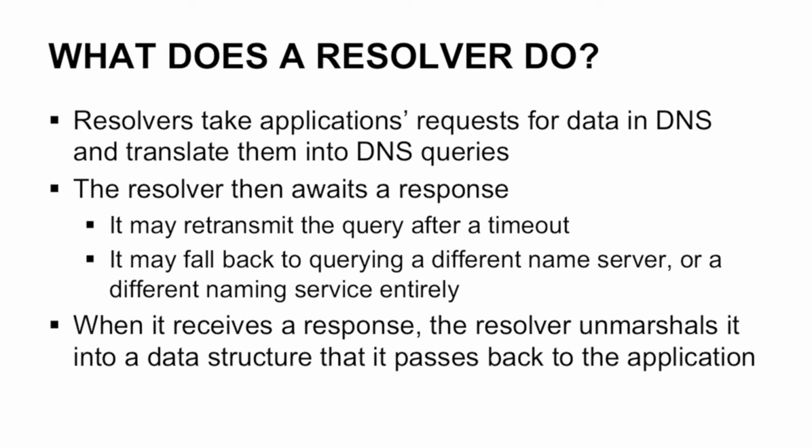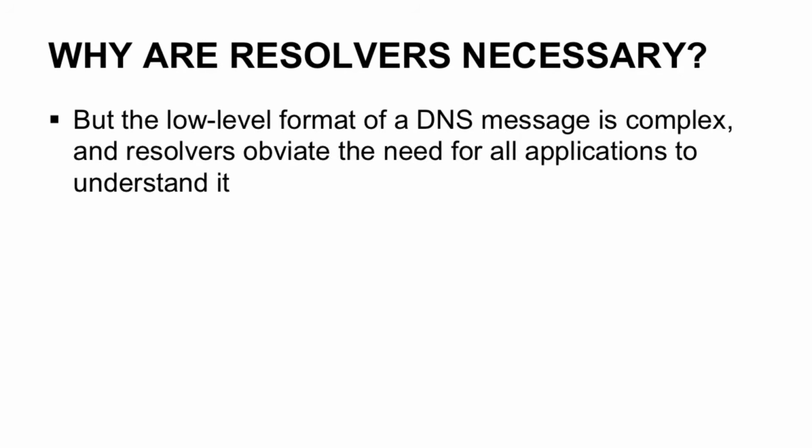Resolvers take applications' requests for data in DNS and translate them into DNS queries. The resolver awaits a response, and it may have to retransmit the query. If it times out, it may fall back to querying a different name server if the first one isn't responsive, or it may fall back to using a completely different name service. When it receives a response, the resolver will unmarshal that into a data structure and pass that data structure back to the application. Why is that necessary?